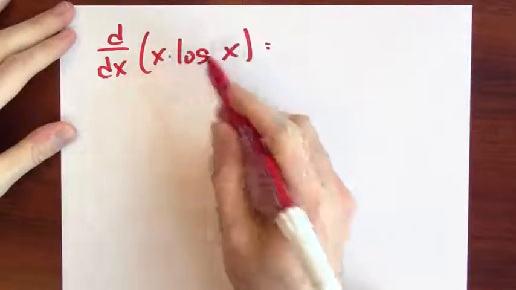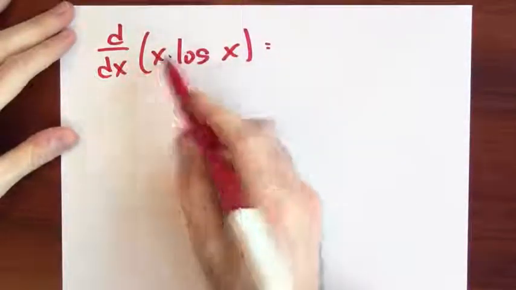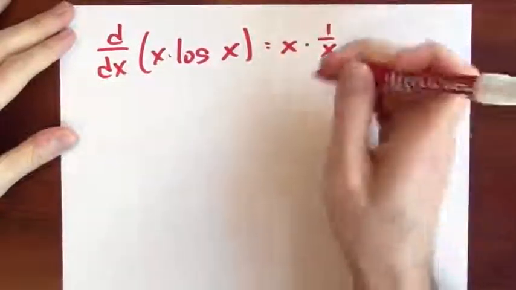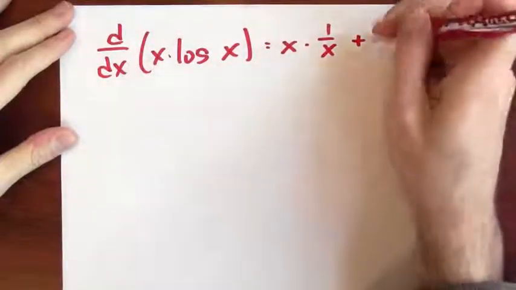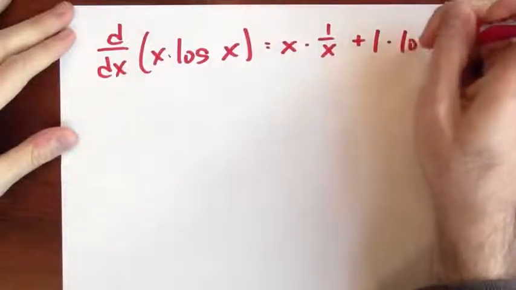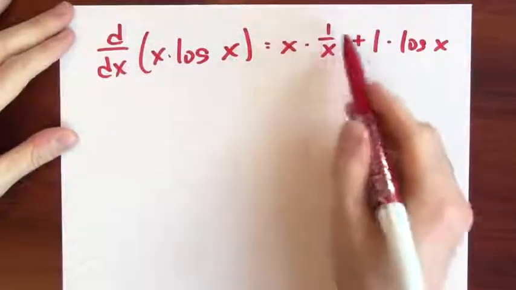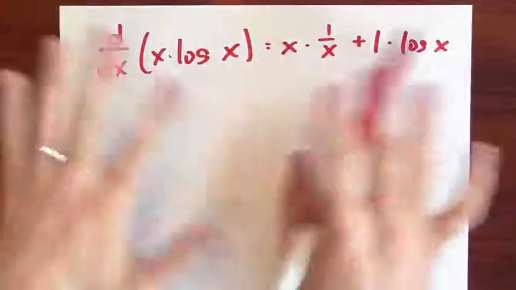This is a derivative of a product, so by the product rule, it's the first thing times the derivative of the second plus the derivative of the first thing times the second thing. So the derivative of x times log x is 1 plus log x, so not too far off.